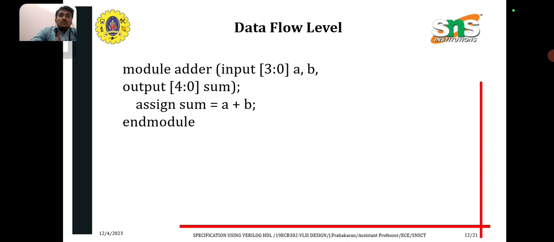This is a simple example of data flow modeling where the behavior is directly described by the relationship between input and output. Data flow modeling is particularly useful for describing combinational logic where the output is determined by the current values of the input. It is an abstraction level higher than gate level modeling and provides a more concise representation of digital circuit behavior. Next, we will see behavioral modeling.